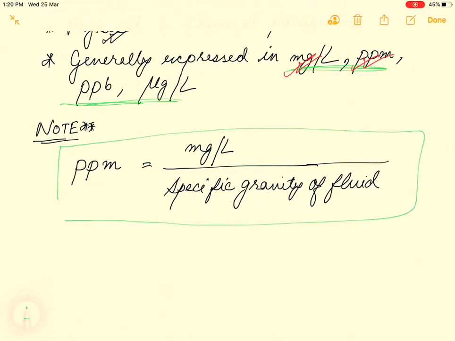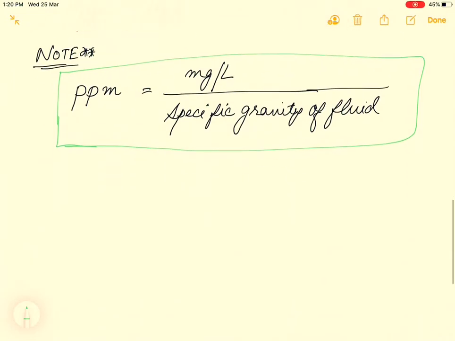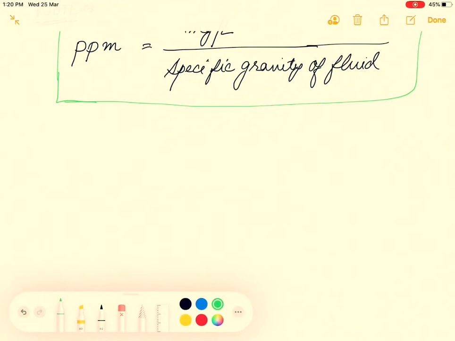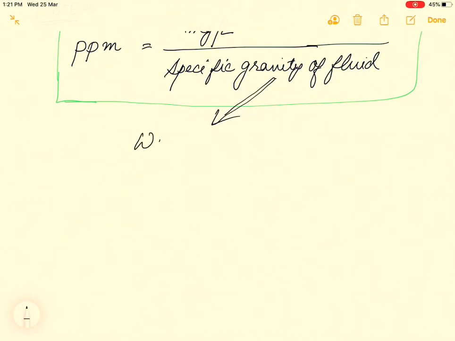So ppm is equal to mg per liter divided by the specific gravity of the fluid. In environmental engineering 2, which is mainly based on wastewater, wastewater is nothing but a liquid. Liquid is water. So what's the specific gravity of water? We know the specific gravity of water is 1.